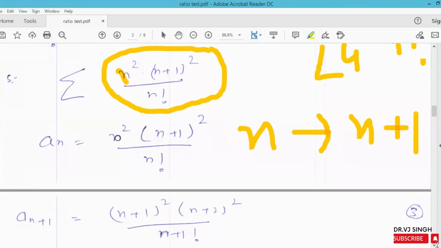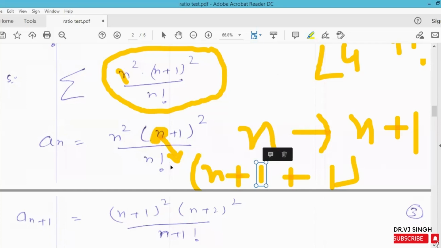So when I replace this n by n plus 1, it becomes n plus 1 square. If I replace this n, this becomes n plus 1 plus 1, that is n plus 2 square. We are replacing n by n plus 1. So there is n factorial, there is n plus 1 factorial. Clear? So this is very simple to find the n plus 1 term. Just replace n by n plus 1 in the nth term. Clear?